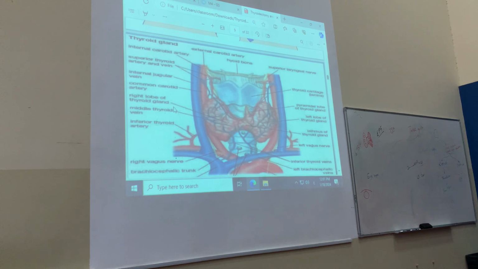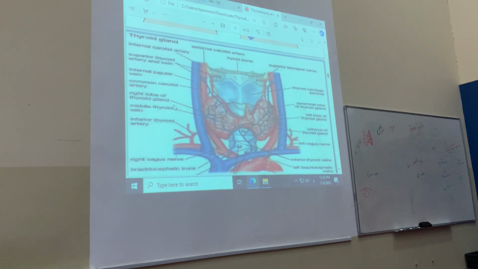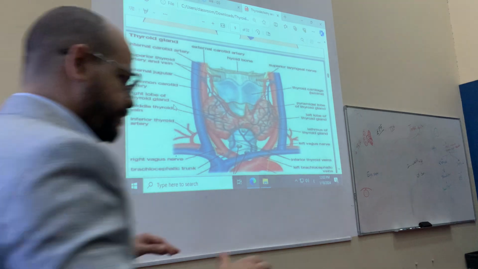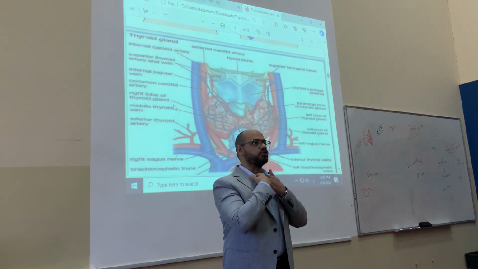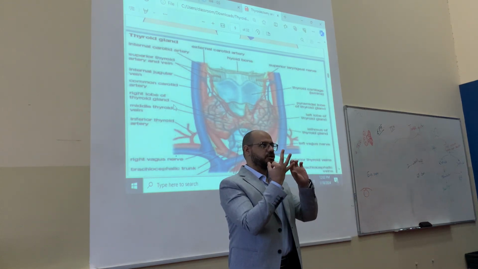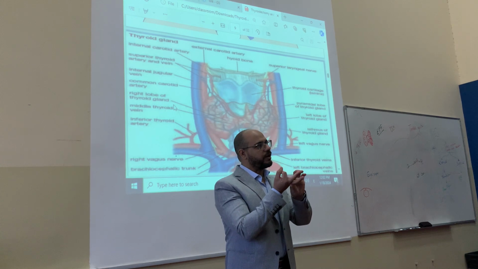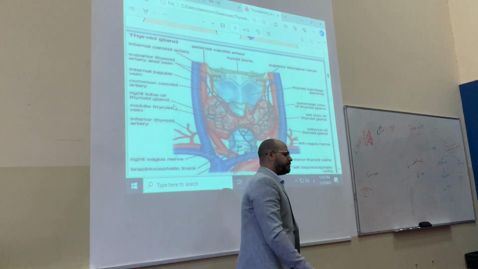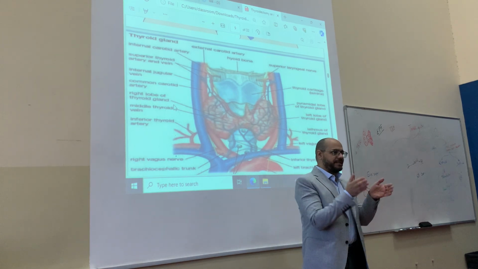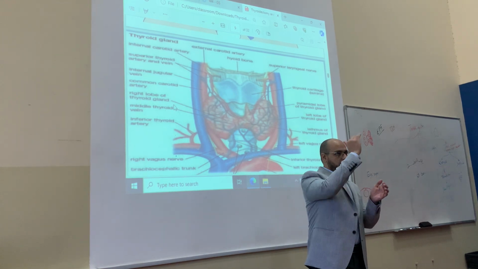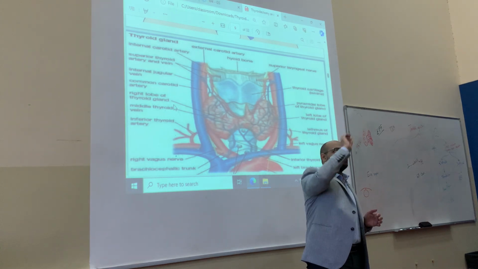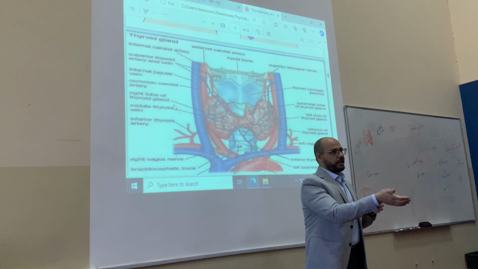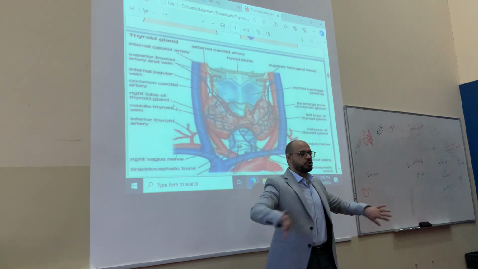What about the relations of the thyroid? Superficial or anterolateral relations: skin, fascia, platysma, sternomastoid, three strap muscles: sternothyroid, thyrohyoid. Okay? Then, what about the median relations? Up and down: superior laryngeal, down, esophagus, recurrent laryngeal nerve. Posterior relations.